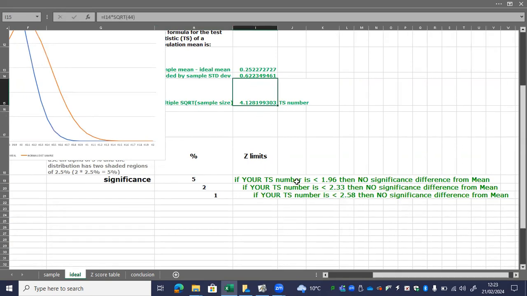So is our test score number less than 1.96? No, it's not less. It is significantly different. So what we can say there is we cannot support the null hypothesis. And what we're going to do is to support the alternative hypothesis to say that with 5% significance level, our sample is significantly different to the mean. We support the alternative hypothesis.